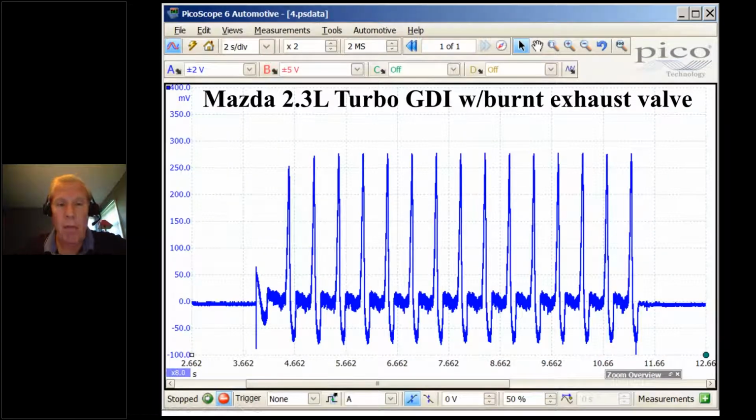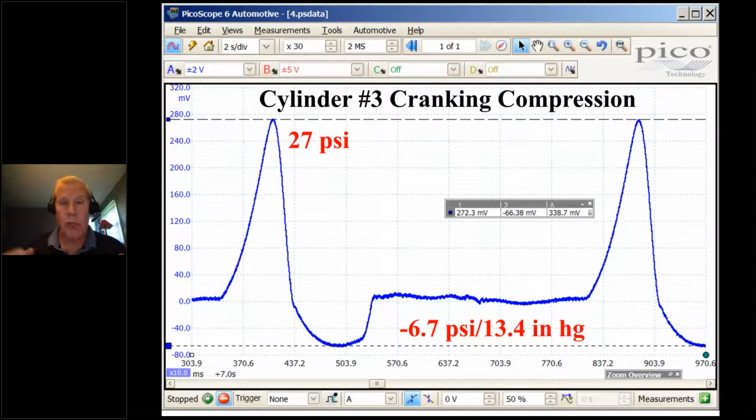This is a pattern from a Mazda with a 2.3 turbo gasoline direct injected engine that has a burnt exhaust valve. It has a significant leak in the cylinder, and I am performing a cranking compression test. I'm going to open this up and define some points. So my peak pressure cranking, and this is horrible, of course, is 27 psi. The expansion stroke vacuum pulled very deep at 13.4 inches.